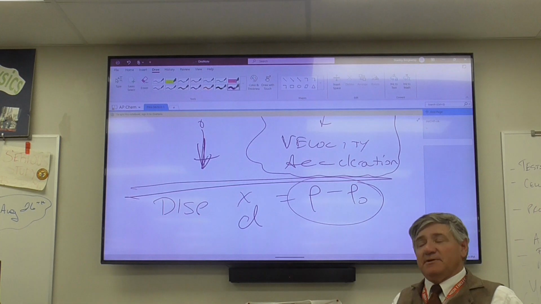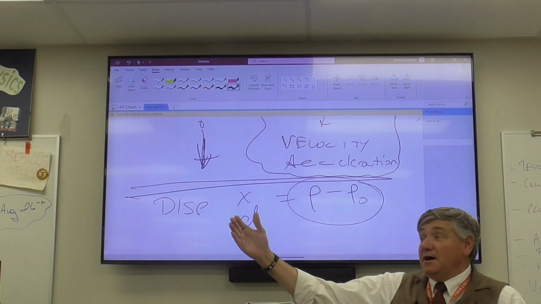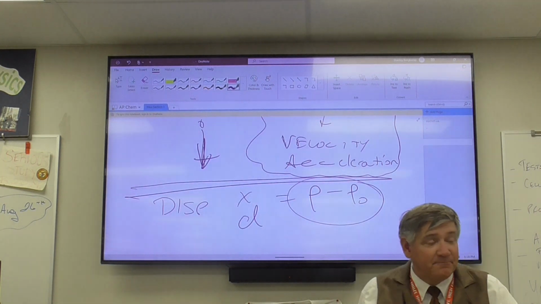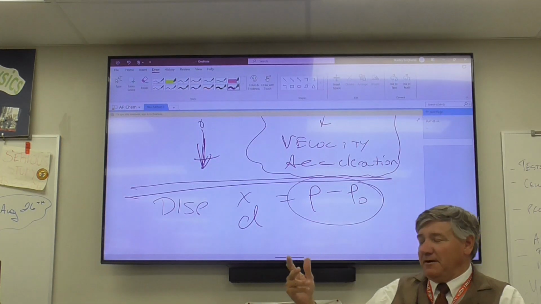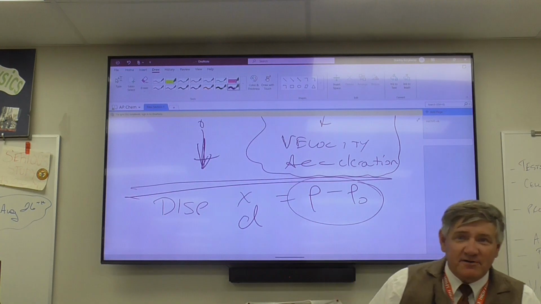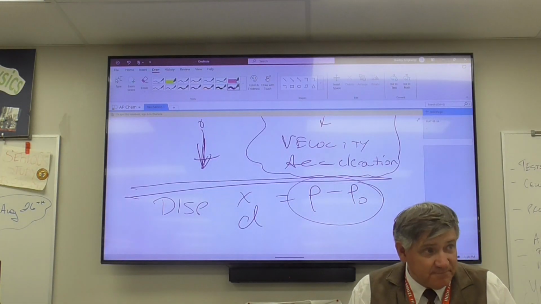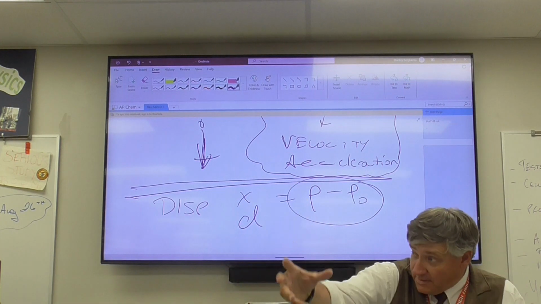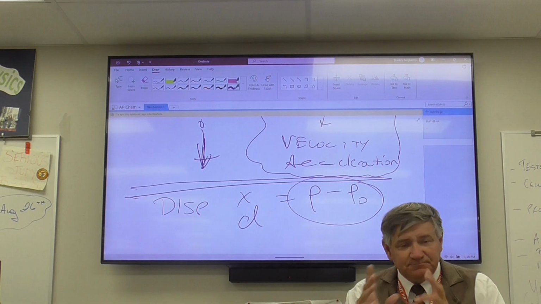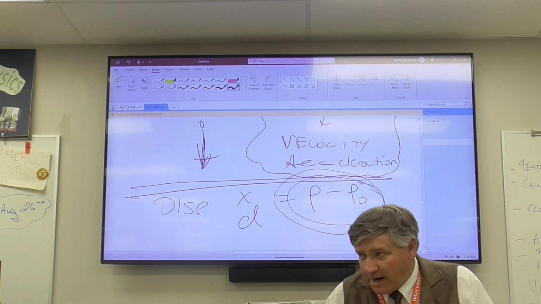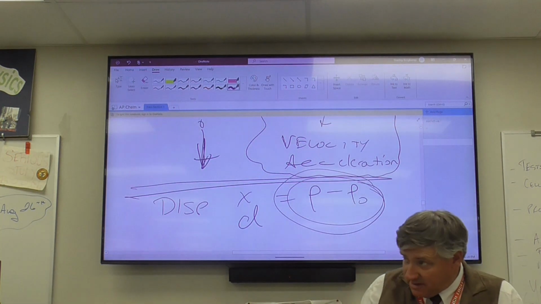Mr. Hanna gets up and says, hey, Luke's on fire, I'm going to go get the fire extinguisher, which would be bad. But at least he's going to try and put him out. So he's going to have a change in his position. When you calculate that displacement, it's going to be P minus P naught, his final minus his initial.